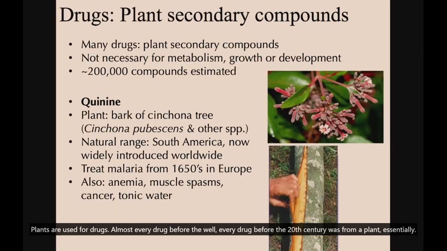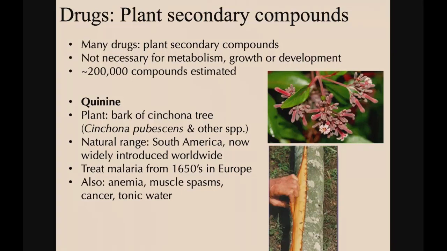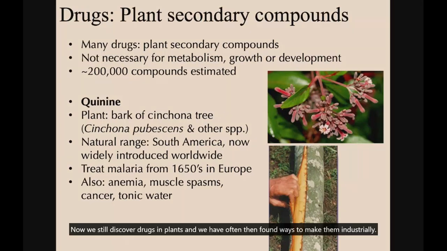Plants are used for drugs. Almost every drug before the 20th century was from a plant, essentially. And now we still discover drugs in plants, and we have often then found ways to make them industrially. So here's a plant that a drug was discovered in, and this is cinchona, or the cinchona tree. And this is an example of an organism that was known by the natives in South America, the high Andes, to be a very effective treatment for malaria.